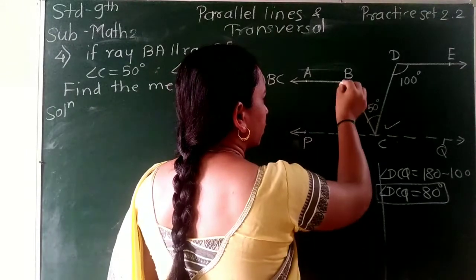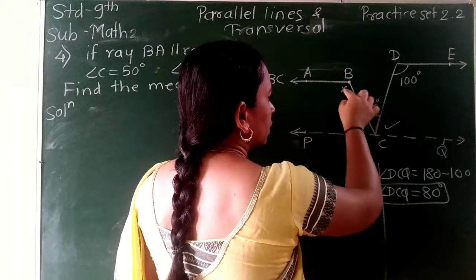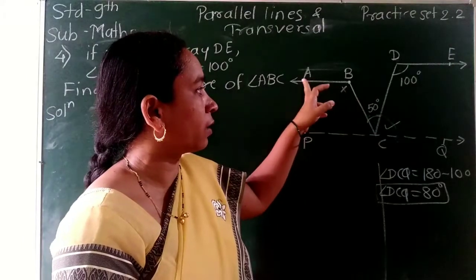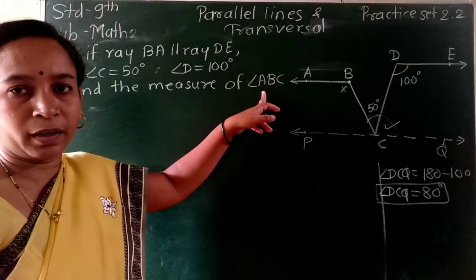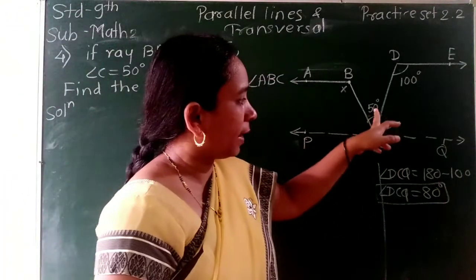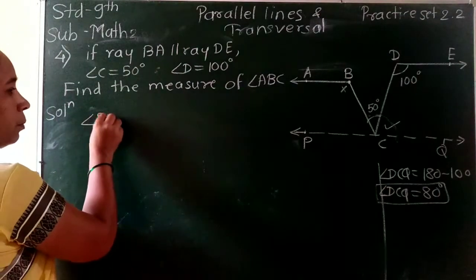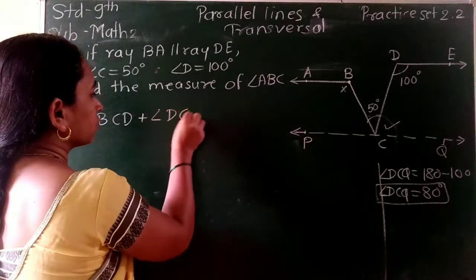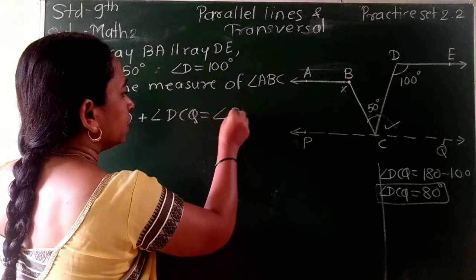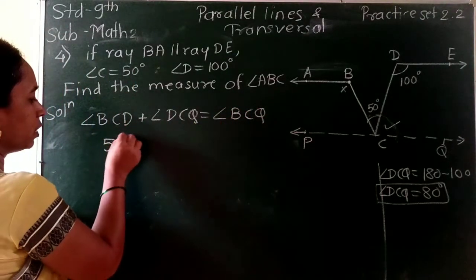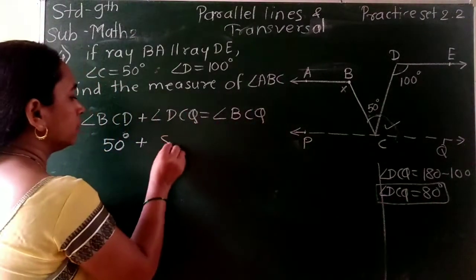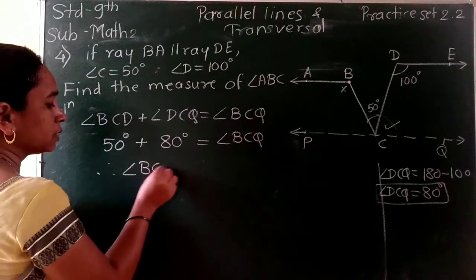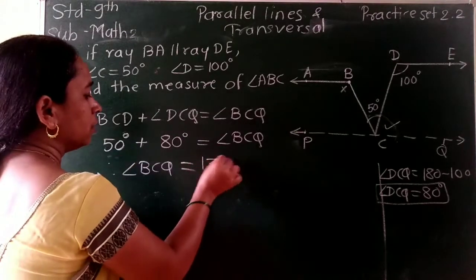See, angle ABC, this angle, and this is the complete major angle. These are the alternate angles. So whatever measurement you get for this whole angle, that would be the measurement of angle ABC, which we have to find out. So to get the complete angle, I have to add these two angles. Angle BCD plus angle DCQ is equal to angle BCQ. The measure of BCD is 50 degrees. DCQ we have found is 80 degrees. So angle BCQ, their addition, would be 130 degrees.